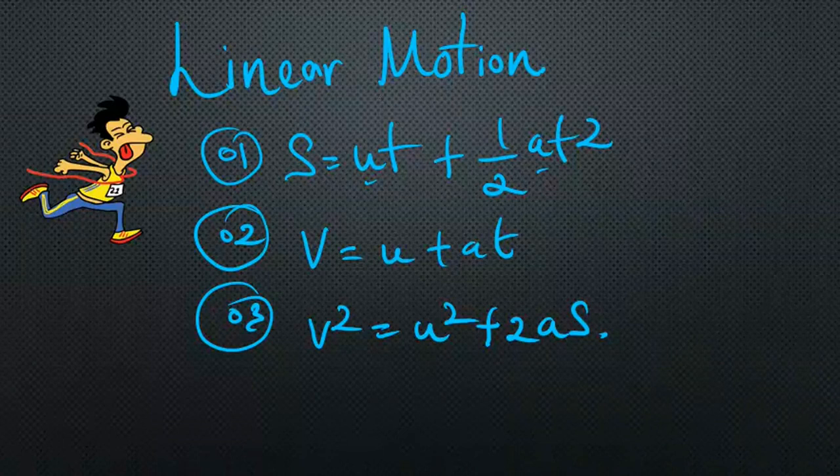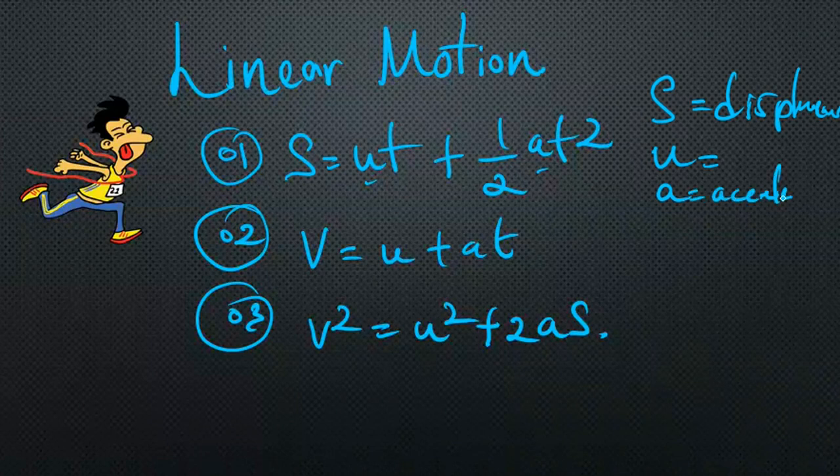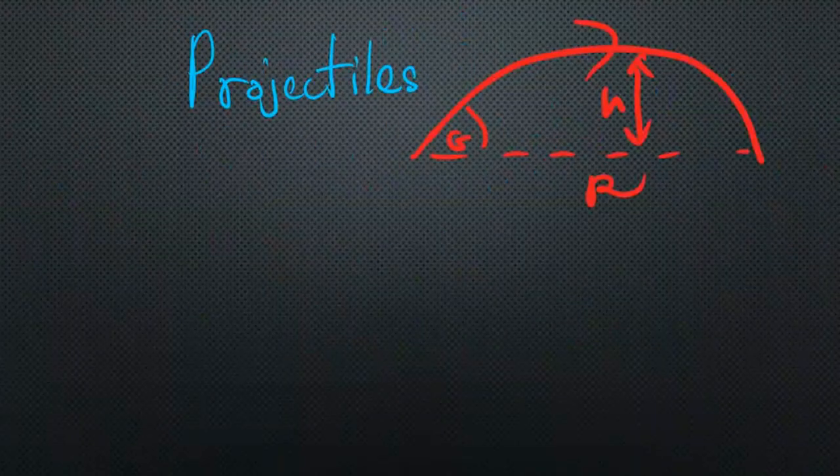Linear motion equations. Under linear motion we have few equations. S equals ut plus half at squared, where S is the displacement, and u initial velocity, and a acceleration, and t is time. V final velocity, u initial velocity, a acceleration, v equals u plus at, and third equation v squared equals u squared plus 2as.